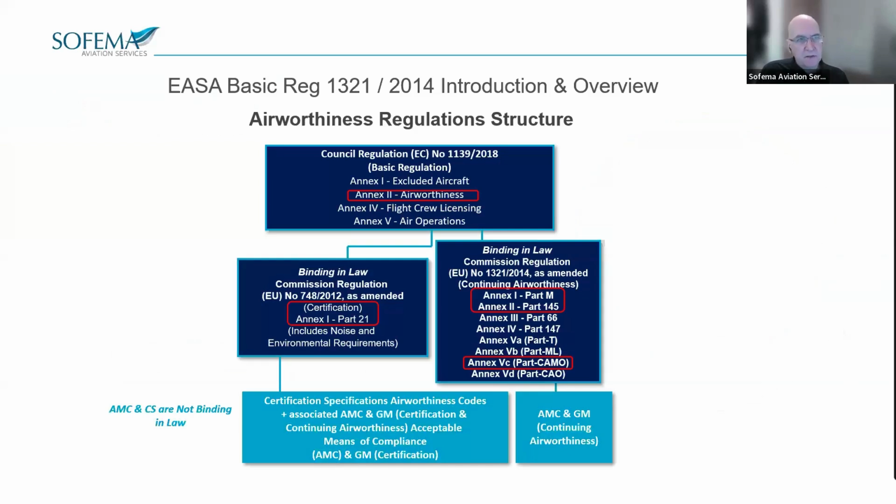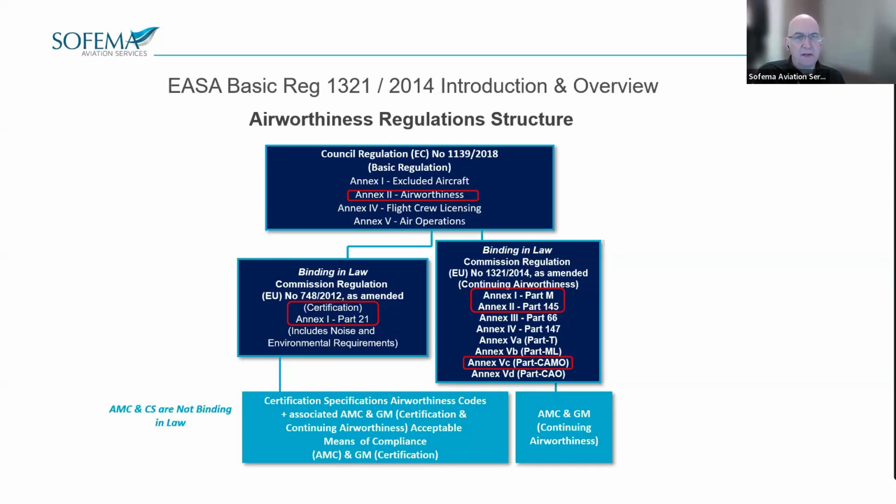This diagram shows the two main covering regulations for airworthiness under the basic regulation of EASA. We have already covered 748/2012 initial airworthiness, or Part 21. Regulation 1321 is a covering regulation for 8 annexes containing the regulations for different parts of continuing airworthiness requirements. For example, EASA Part M, continuing airworthiness requirements, Part 145, maintenance, Part 66, certifying staff, and Part 147, technical training.